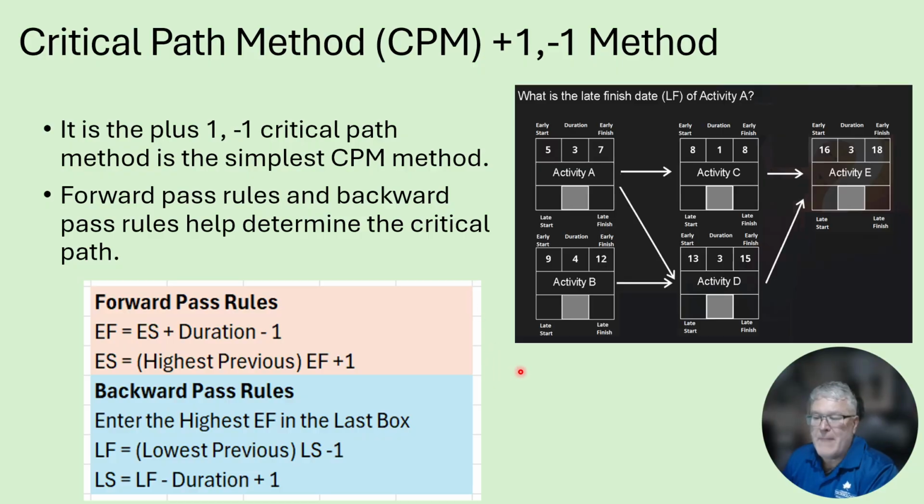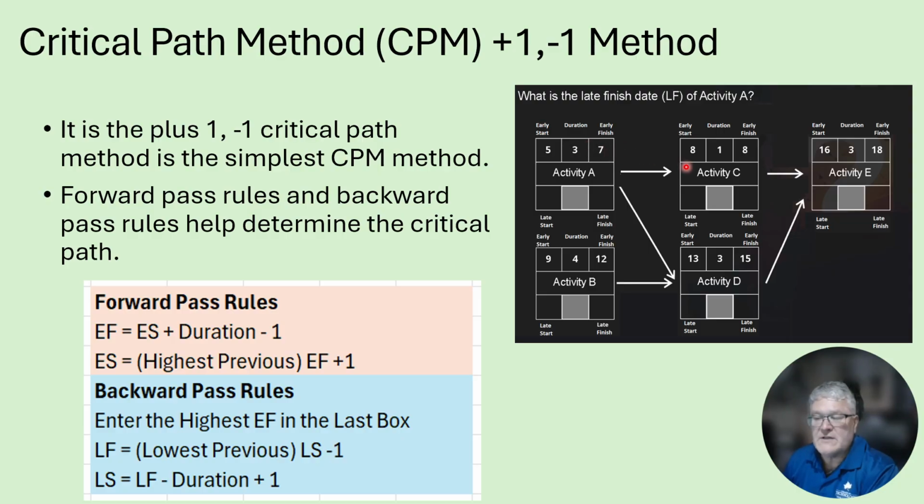So how do we go about getting the values that I discussed on the previous slide presentation? Well, we look at our forward pass rules. So first we have our earliest start time, and our earliest start time is 5. Then we add our duration, which is 3, and then we subtract 1, and that gives us 7.